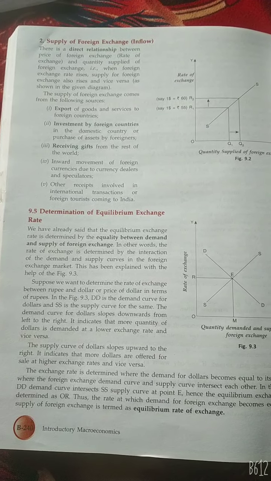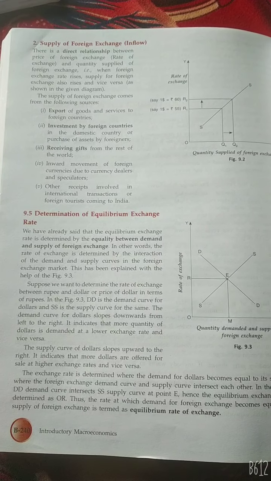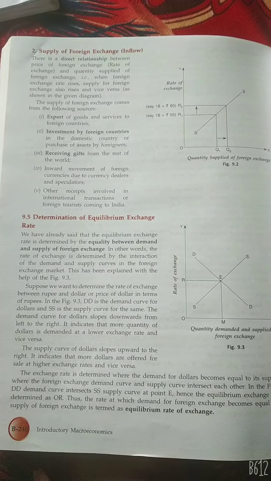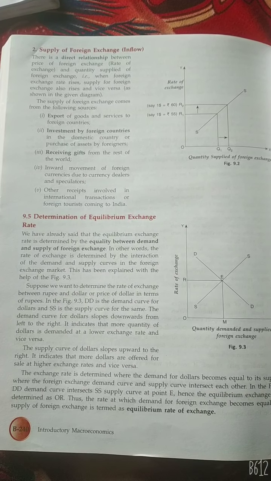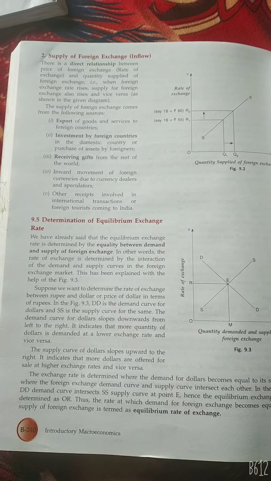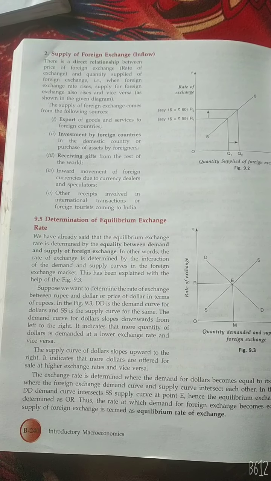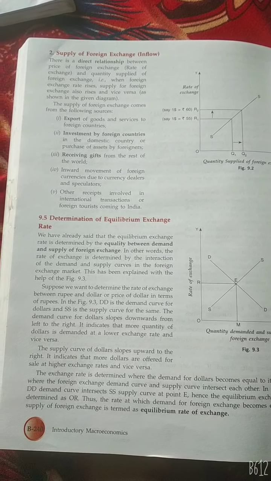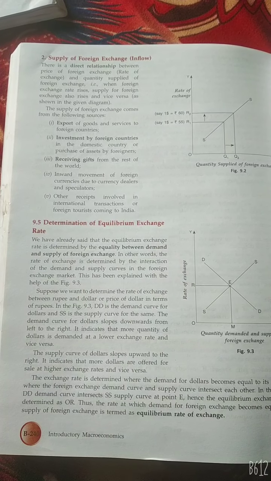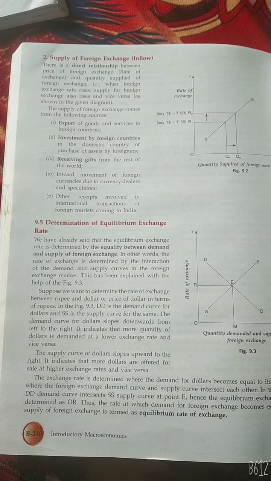Suppose we want to determine the rate of exchange between the rupee and the dollar, or the price of the dollar in terms of rupees. In the figure, DD is the demand curve for the dollar and SS is the supply curve for the same. The demand curve for the dollar slopes downward from left to right, and it indicates that more quantity of dollars is demanded at a lower exchange rate, and vice versa. And the supply curve of the dollar slopes upward to the right, indicating that more dollars are offered for sale at a higher exchange rate and vice versa.